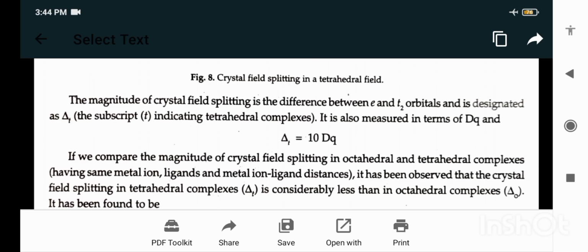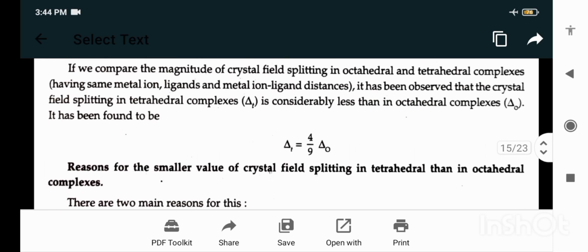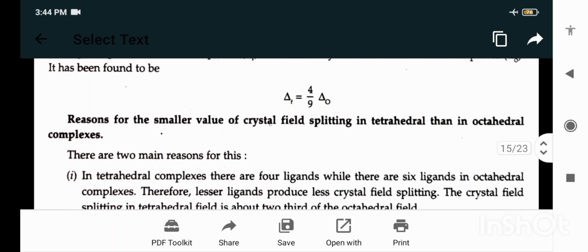If we compare the magnitude of crystal field splitting in octahedral and tetrahedral complexes having the same metal ion, ligands and metal ion-ligand distances, it has been observed that the crystal field splitting in tetrahedral complexes is considerably less than in octahedral complexes. It has been found that delta t is equal to 4/9 delta naught. The reasons for the smaller value of crystal field splitting in tetrahedral than in the octahedral complexes.